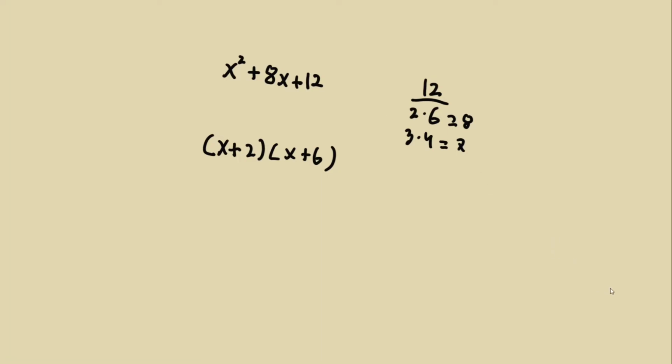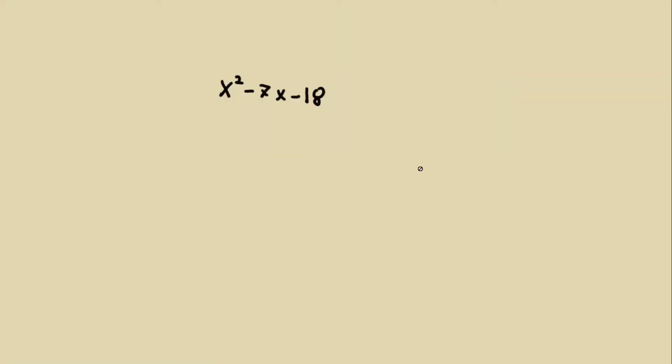Let's look at another example. Here we have x squared minus 7x minus 18. This is still the form. This is just minus. It doesn't matter though. Anyways, let's list out all the factors of negative 18 right here. All right, so you can have negative 3 times 6, or negative 2 times 9, and I think that's all for negative 18 right here.